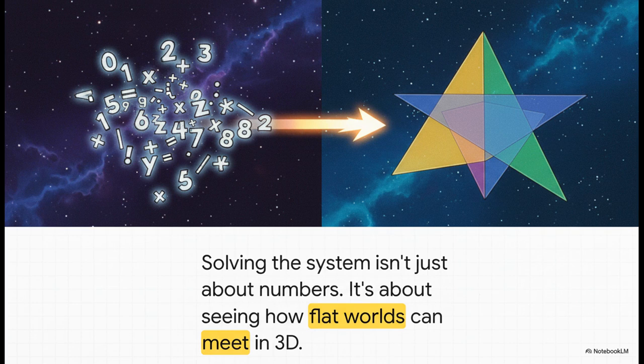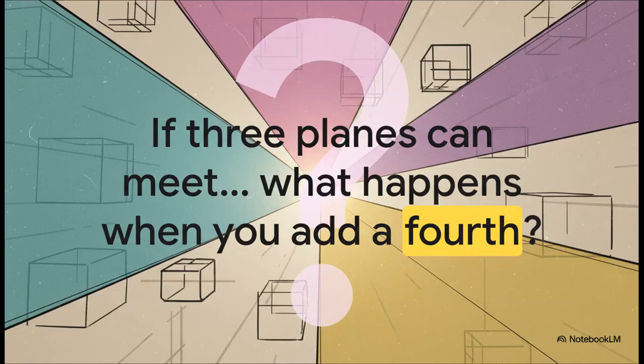So at the end of the day, solving one of these systems isn't just about crunching numbers on a calculator. It's really about seeing. It's about visualizing how these separate, flat worlds can come together and interact in 3D space. And that leaves us with one final kind of mind-bending thought to chew on. We've seen what happens when three planes meet at a point or a line. But what happens when you add a fourth plane in a fourth dimension? What could that intersection possibly even look like? Now that is something to think about.